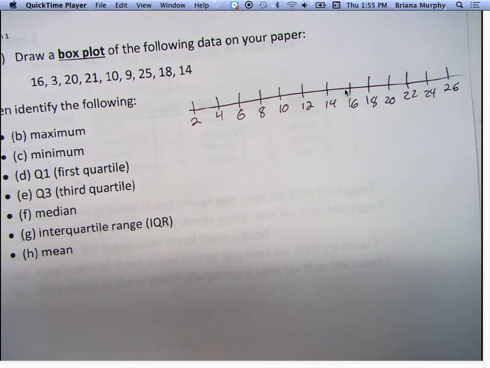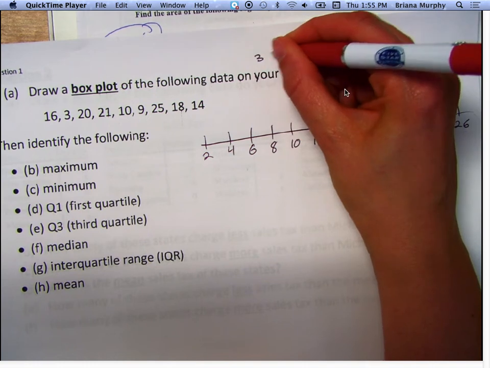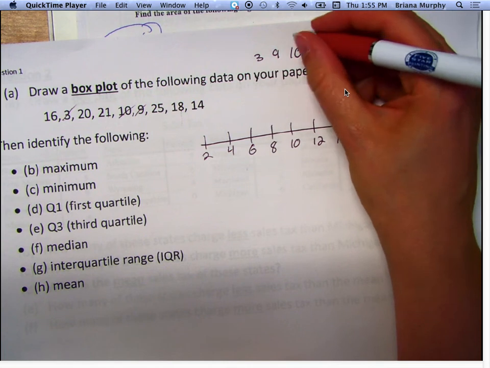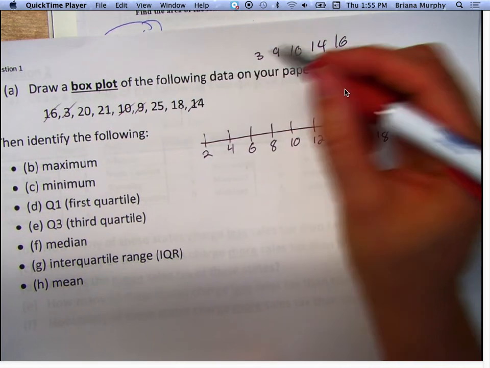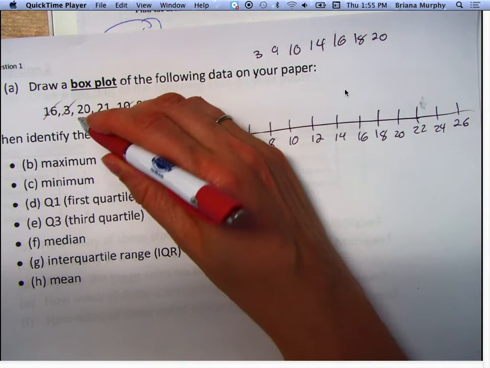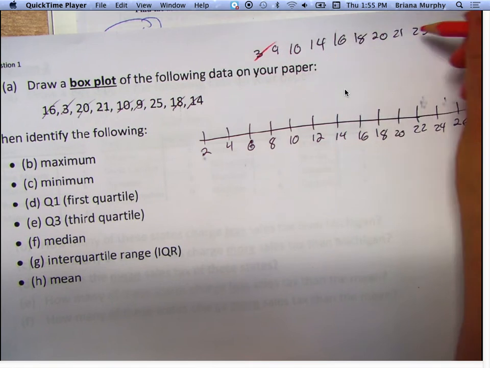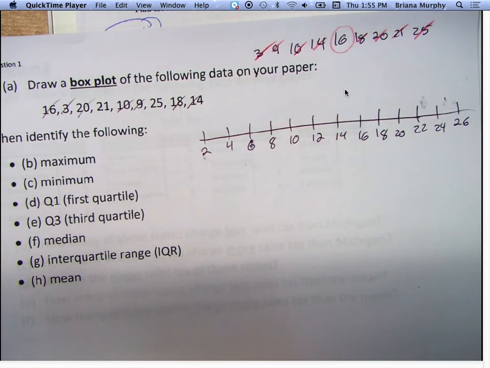When I set these numbers up from smallest to biggest, I've got 3, 9, 10, 14, 16, 18, 20, 21, and finally 25. Okay, so I'm going to find the median. I find the middle by crossing one off from each side until I find the middle. I feel like that's easier. 16. So my median is 16.